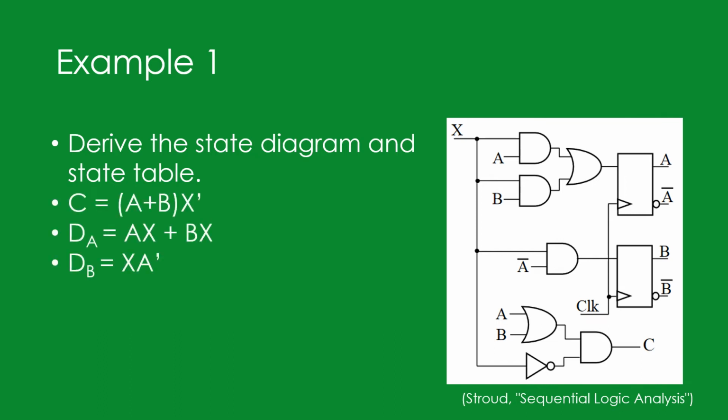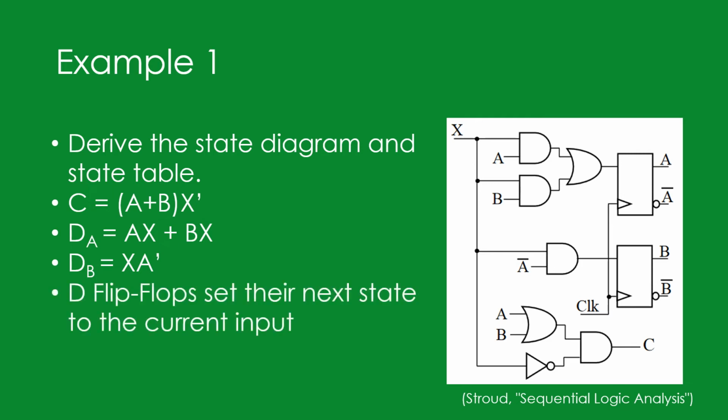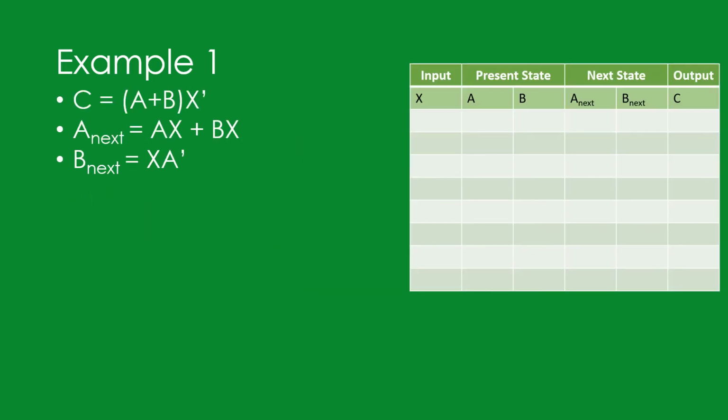Now we need to be familiar with how a D flip-flop behaves. Remember that the output will be set to whatever the input is, so the next state will be equivalent to those equations that describe the input. Now with these equations, let's fill out our state table.